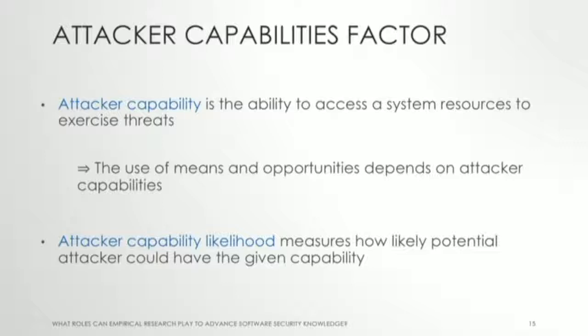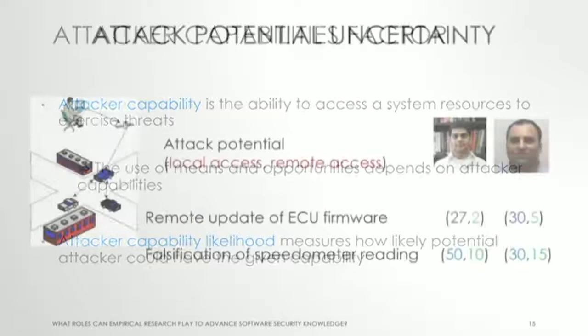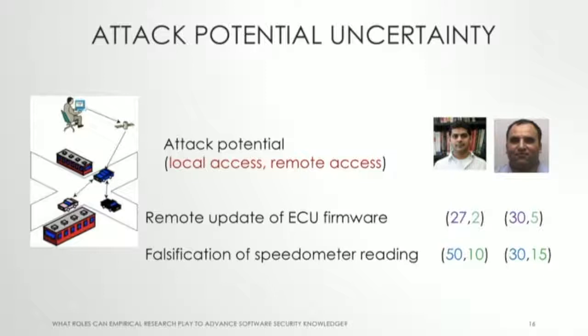So now you have the likelihood of the capability, which is how likely a potential attacker is to have this capability. You could have specific factors for estimating the likelihood of capabilities, such as how many persons they have around at that moment, for example, to check the opportunity. So for these attacks we identify two simple attacker capabilities: one is local access and one is remote access.